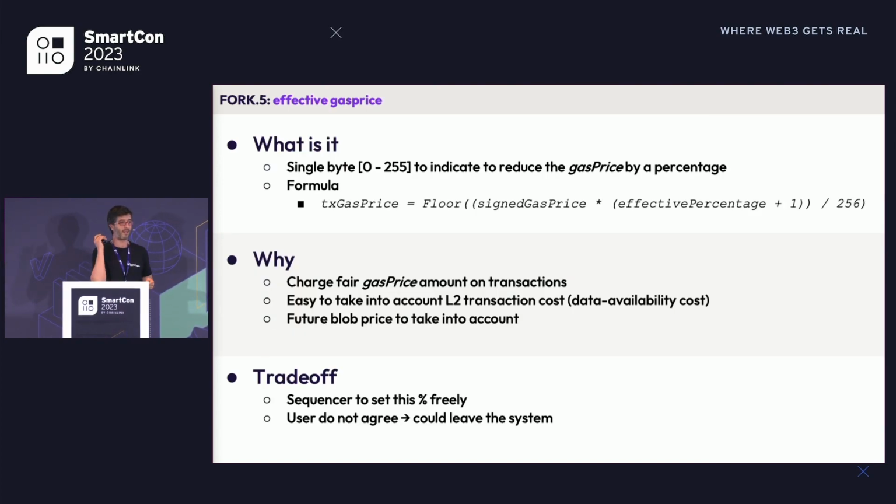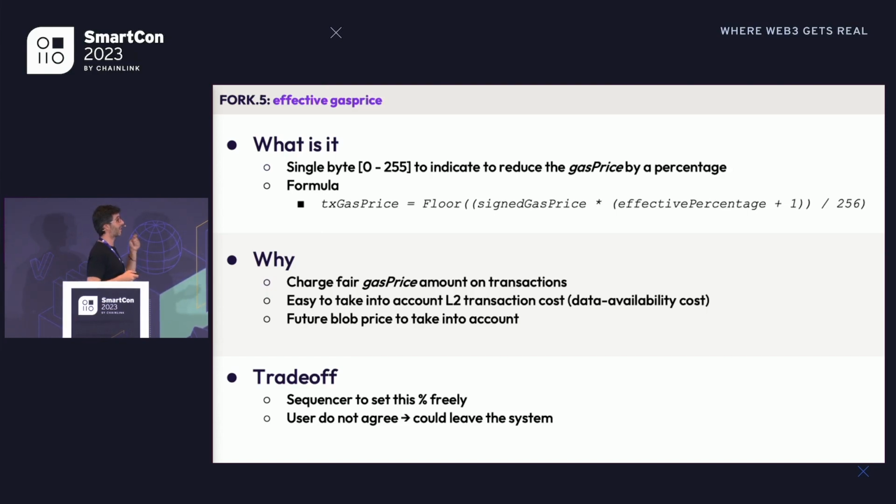Next one, it's effective gas price. What is this? Well, basically, this is just a single byte that allows us to charge less gas to a user. You may know that in an Ethereum transaction, there is this gas price, which is a signed field. And then this byte basically allows us to charge a percentage of this gas price that the user signed. So basically, you charge the user the gas price that he signed or less.